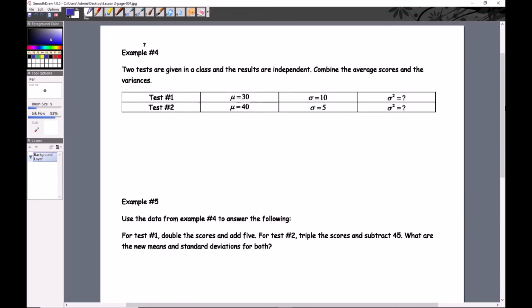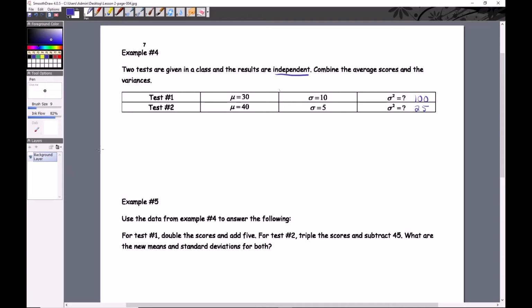All right, so on this one we have two tests and the results are independent. That's actually a kind of important thing, when things are independent. It says combine the average scores and the variances. Well, they didn't give us variance. So if the standard deviation on test number 1 is 10, then the variance will be 10 squared, or 100. And here, this standard deviation is 5, so the variance for it will be 25.